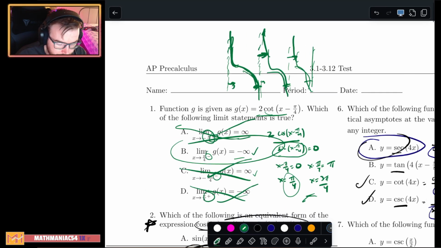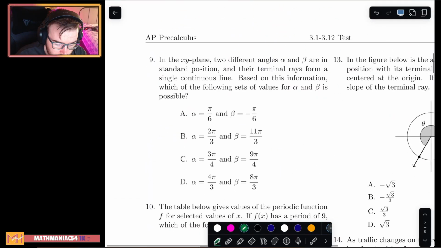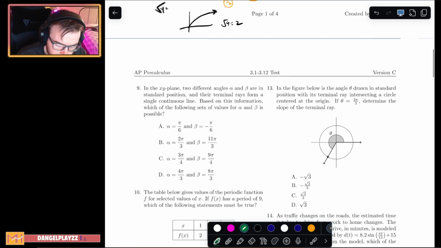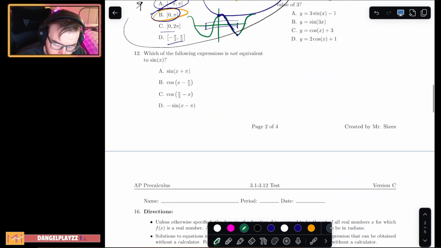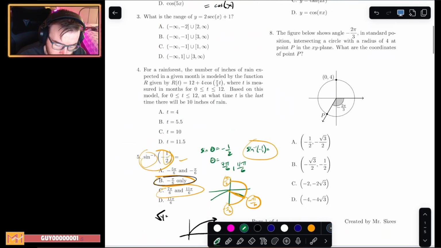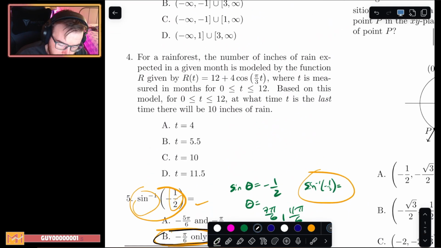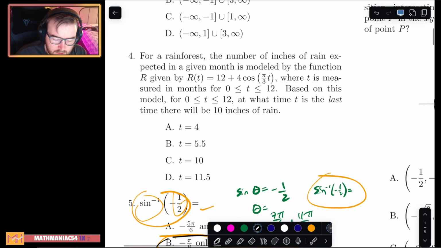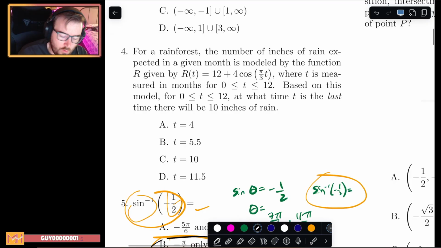Number 9. The question about the rainforest. Where is it? Rainforest. Aha. For a rainforest, the number of inches of rain expected in a given month is modeled by R, where T is measured in months. Based on this model for 0 to 12, at what time T is the last time there will be 10 inches of rain? So we want to know, when does this function equal 10, and when's the last time it'll equal 10? So this is a solving problem.